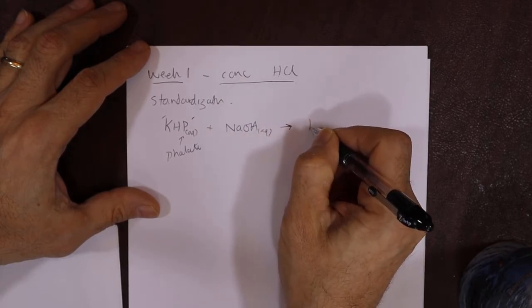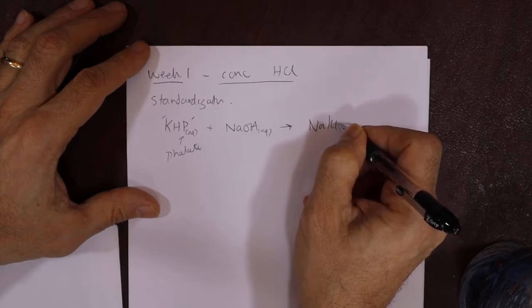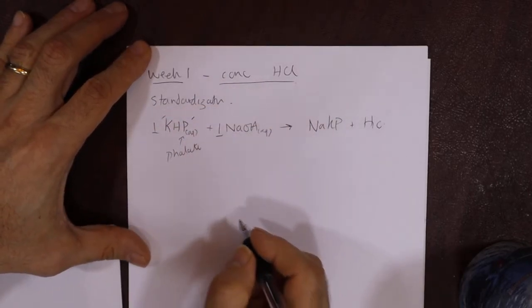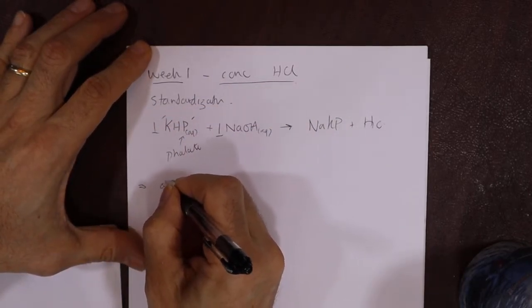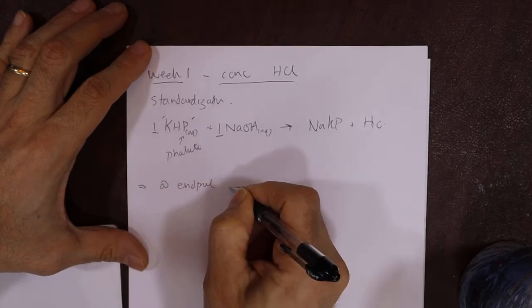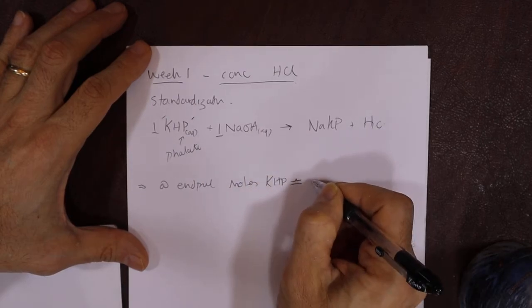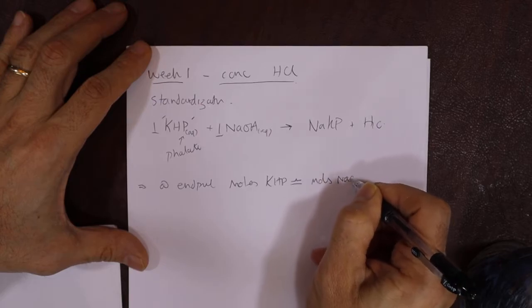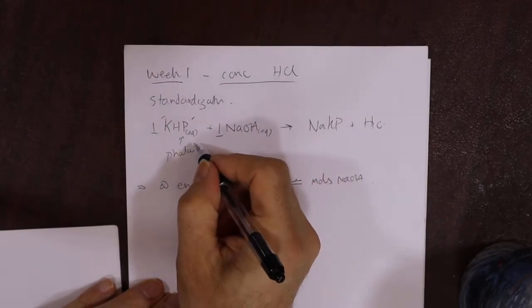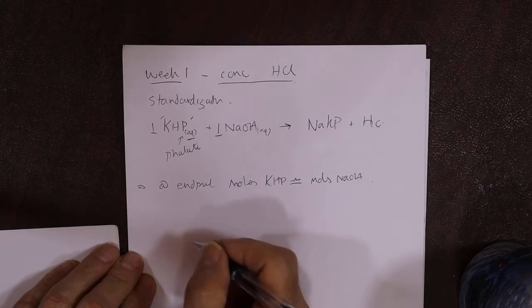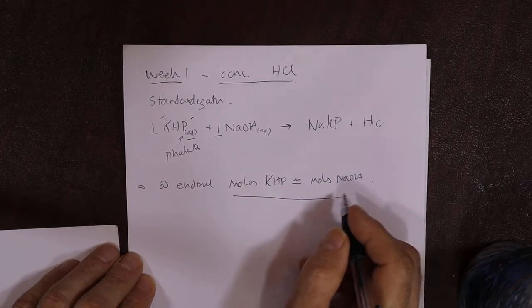Turns into NaKP plus H2O. It's a 1-to-1 reaction. Therefore, at the end point, moles KHP equals moles NaOH. Now, even though I've written that as aqueous, KHP actually comes in a powdered pure form, okay? And then we dissolve it, and you can read about that in the procedure. But the bottom line is, think about it. So moles KHP equals moles NaOH.